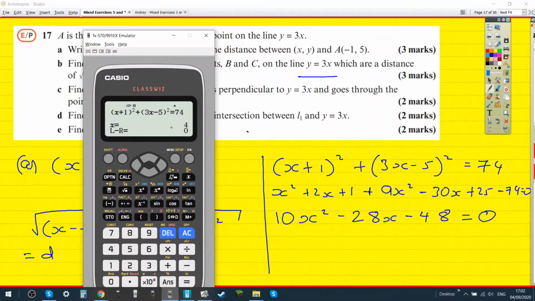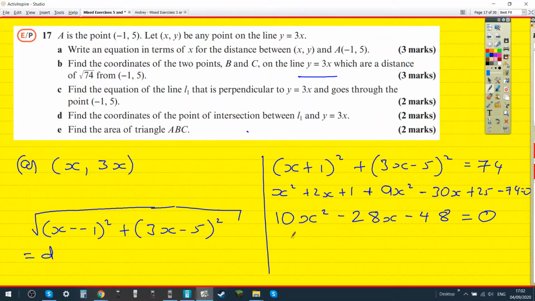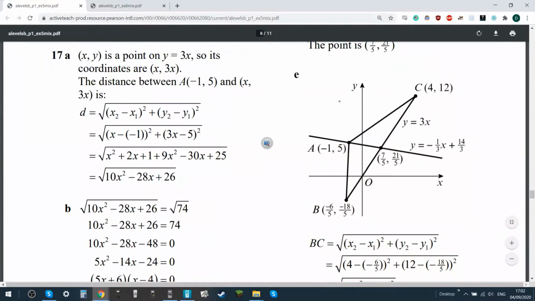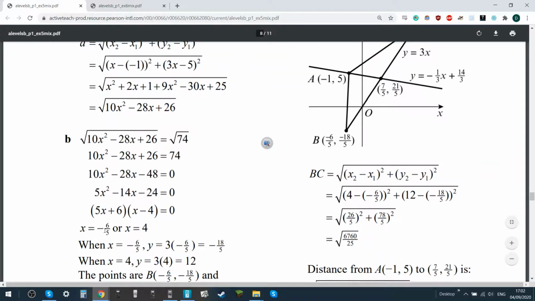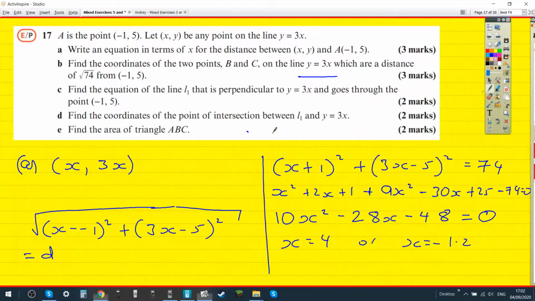So I got x is 4 as well, but I get only one solution. Shift solve, minus 999, and I get minus 1.2. That should be the same as your one, is it? Yeah. x equals minus 1.2, and x equals minus 6 over 5, and 4. Great. That's fine. Great.